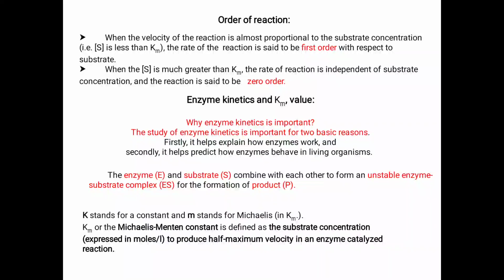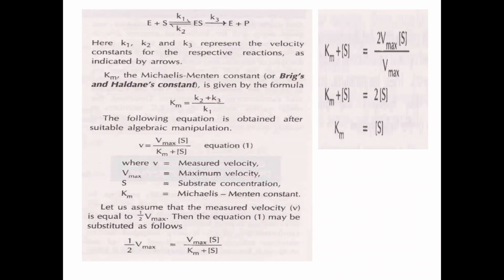The enzyme and the substrate combine with each other to form an unstable enzyme substrate complex for the formation of the product. In Km, K stands for constant and M stands for Michaelis. So Km is equal to the Michaelis Menten constant, which is defined as the substrate concentration at half maximum velocity in an enzyme catalyzed reaction. So this is the enzyme kinetic equation. Okay, so finally we will see Km is equal to substrate.